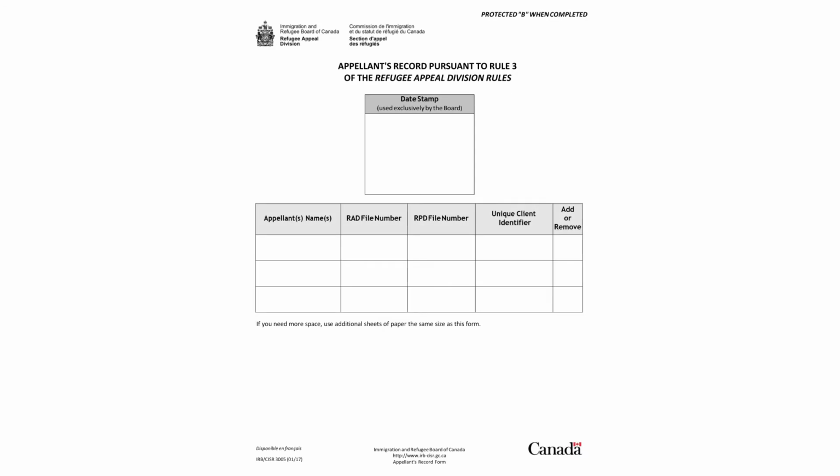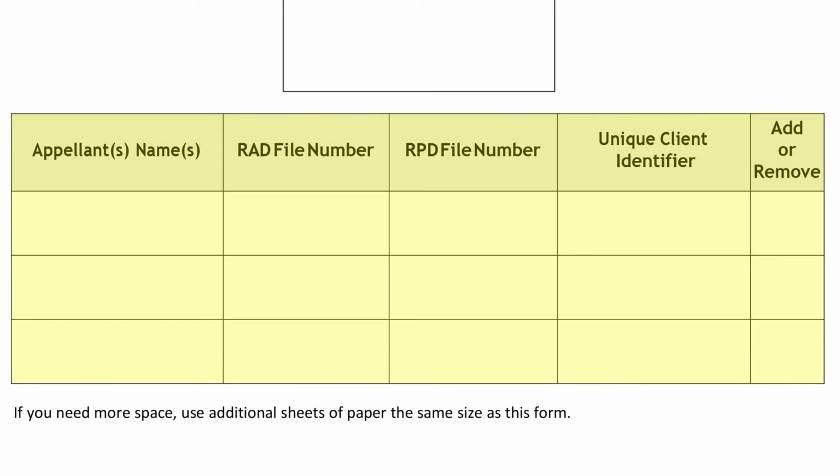Let's look at the form. The first page is a cover page. Here you need to provide your information and the information for each person appealing with you. You may leave the RAD file numbers blank if you have not received them yet. The RPD file numbers for each appellant can be found on the RPD Notice of Decision. The unique client identifier is also called the client ID and can be found on the RPD Notice of Decision.